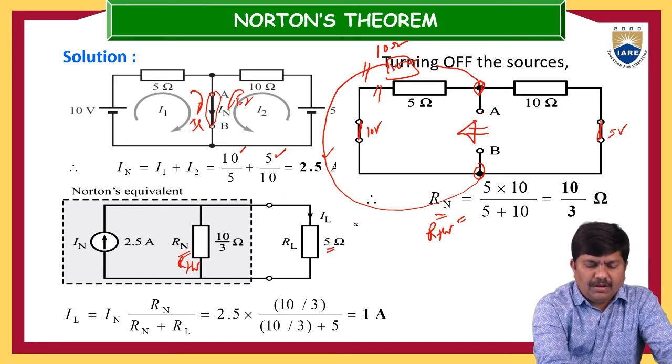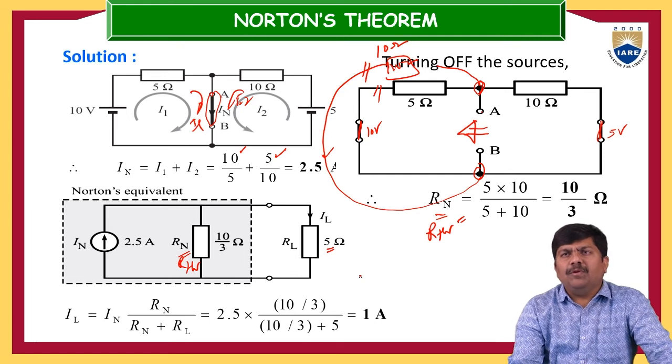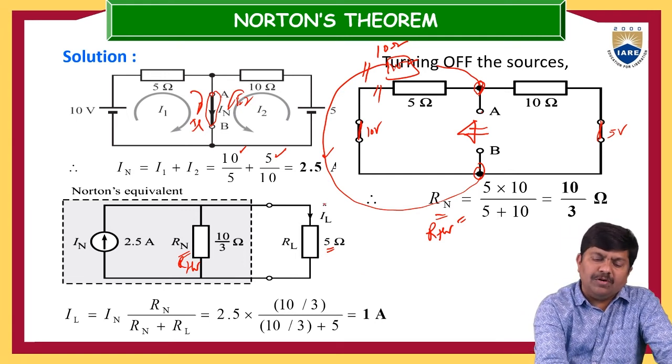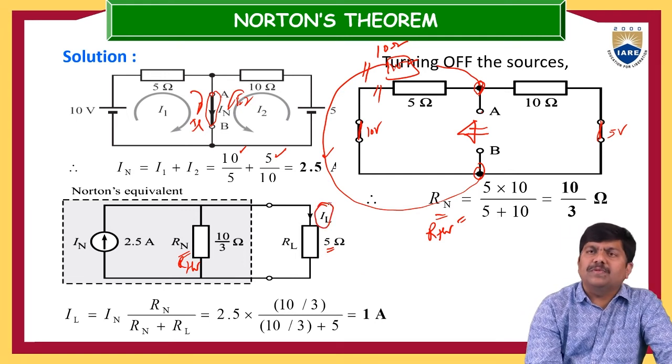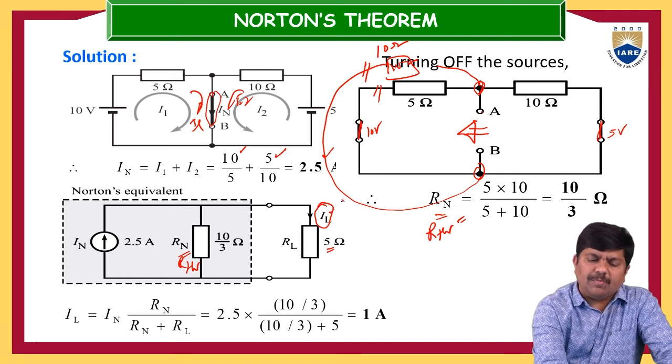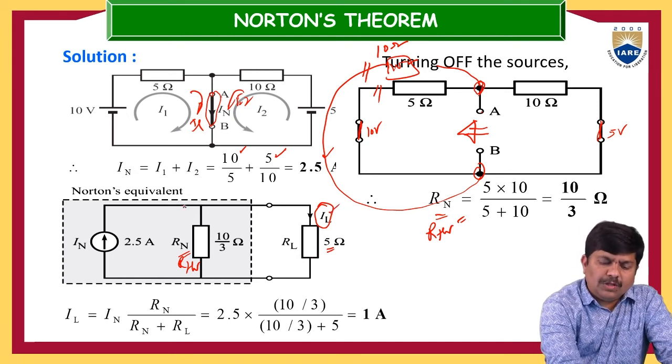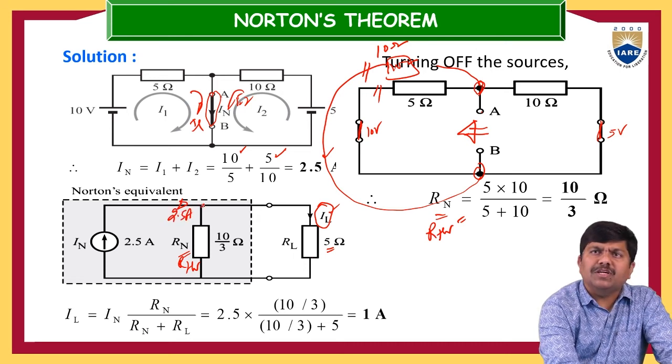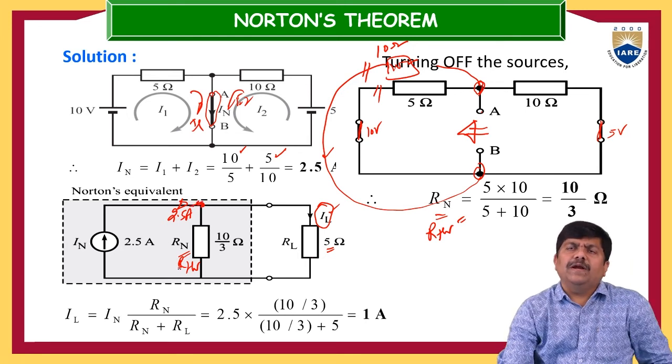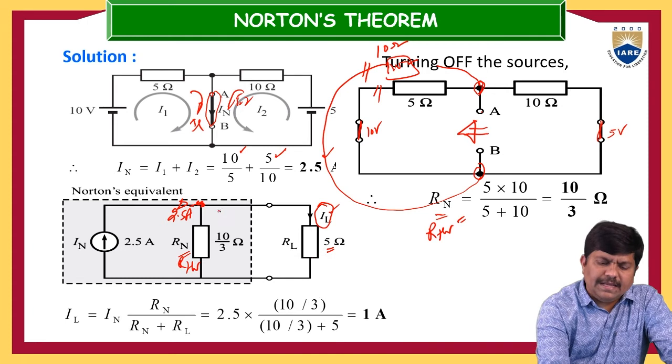After getting this, what is our actual problem? The problem is to find the current through this 5 ohm resistor, so we have to determine the IL value. Now the total current at this particular point is 2.5 amps. At this junction, this current is dividing into two parallel paths.